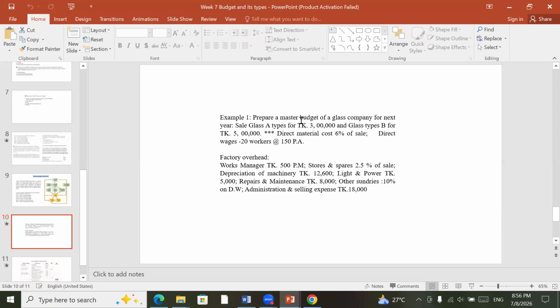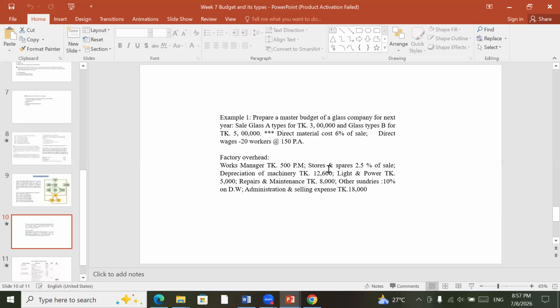So there are two types of glass, sales of glass A and sales of glass B, 3 lakh and 5 lakh, total 8 lakh. This is the sales budget. You just make a heading, sales budget. Then you take direct material and direct wages. Then you will get the prime cost. This is the cost related budget, the direct cost related budget.